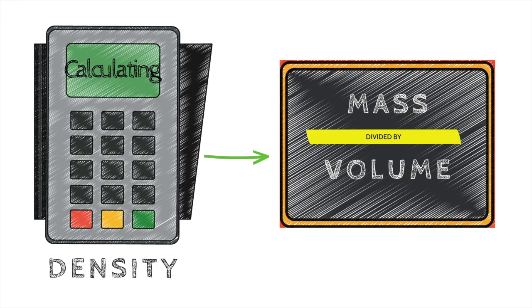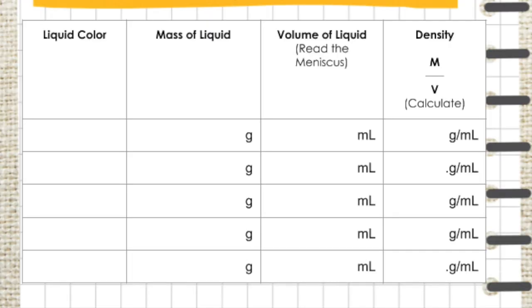When we know mass and volume, we can calculate density. So put the mass into your calculator, hit the divide key, and then type in the volume. Then hit equals. This will give you the density of that liquid. Record it in the last column.